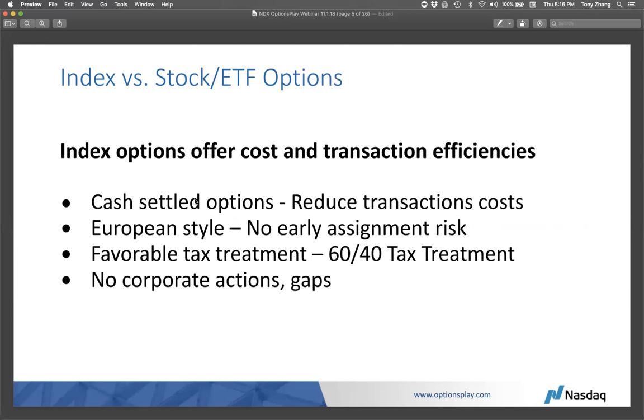And most importantly, you have the favorable tax treatment. So if you're trading the same thing, why not get the favorable tax treatment? So those are, in my opinion, the reasons why you should consider taking a look at the index options if you are already trading the QQQs as an ETF option.